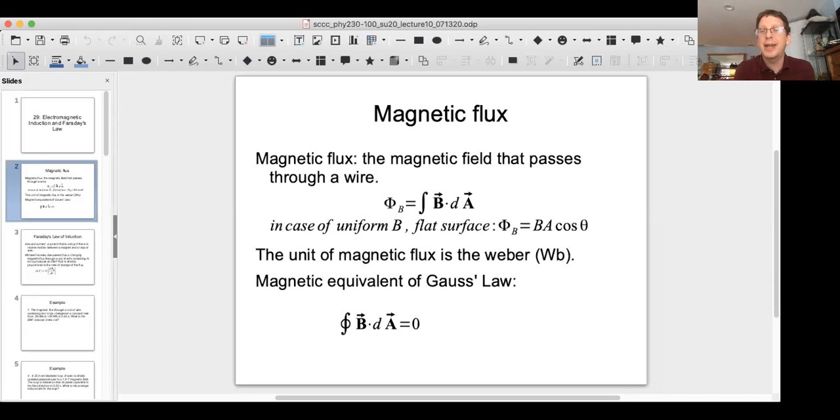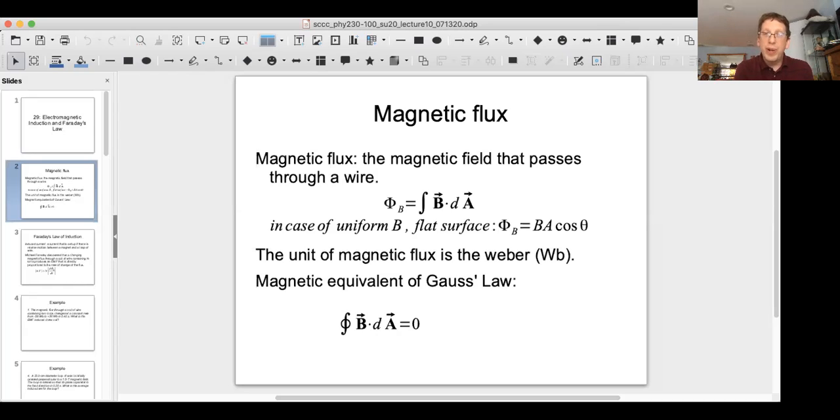And if B is uniform and the surface is flat, then the magnetic flux can be written as B times A times the cosine of theta. And again, theta is the angle the magnetic field vector makes with a line perpendicular to the plane of the surface. The unit of magnetic flux is the Weber. So magnetic flux, unlike electric flux, has its own SI unit.